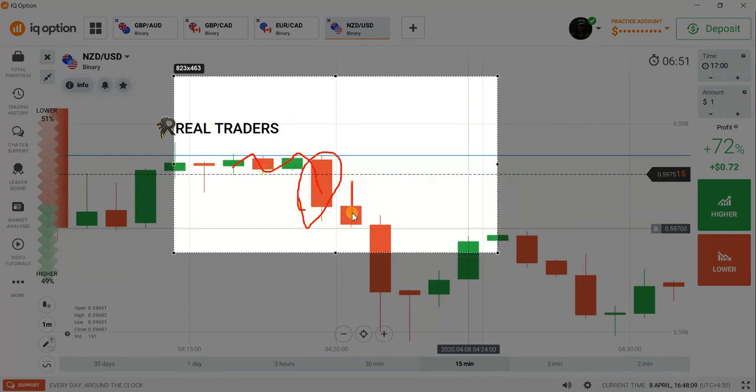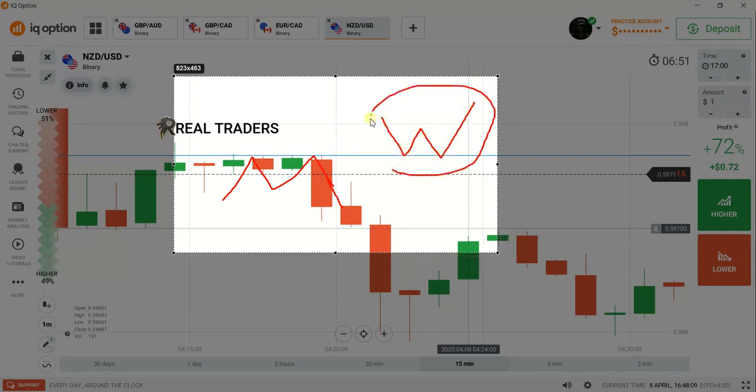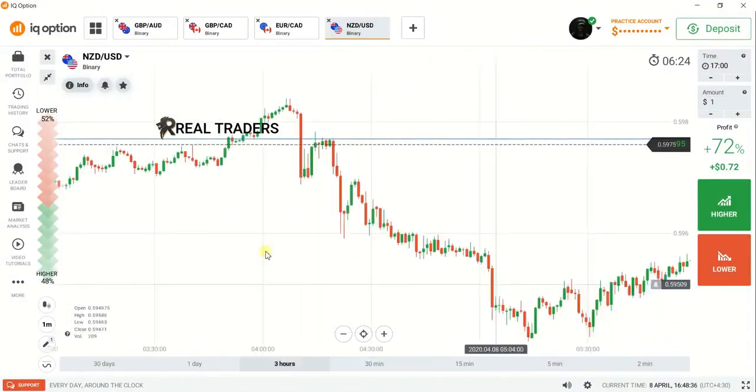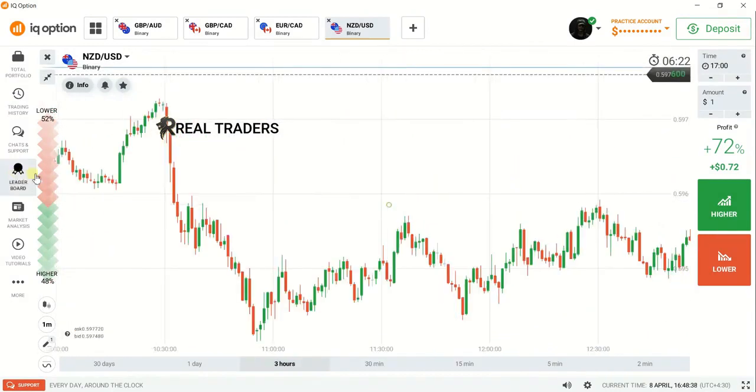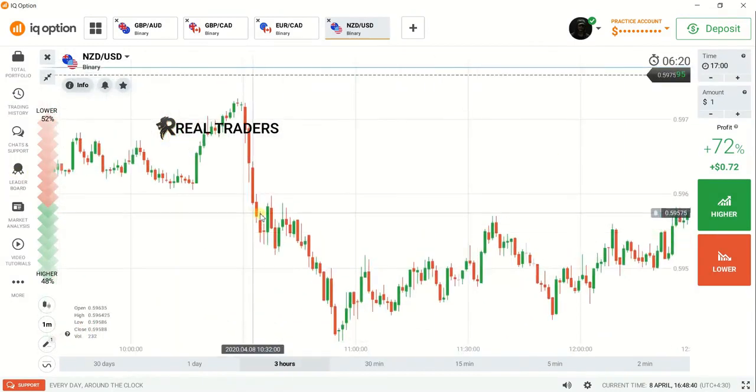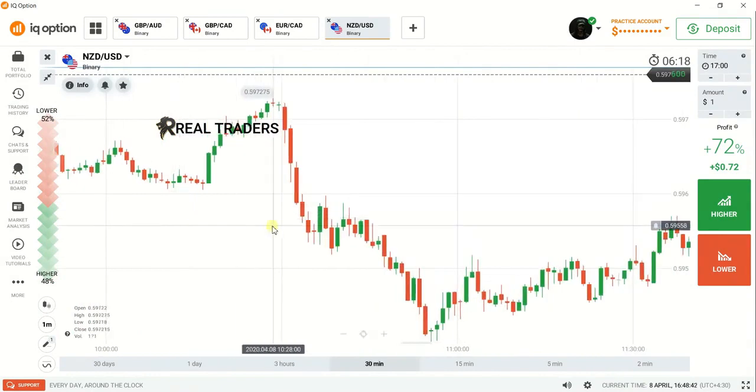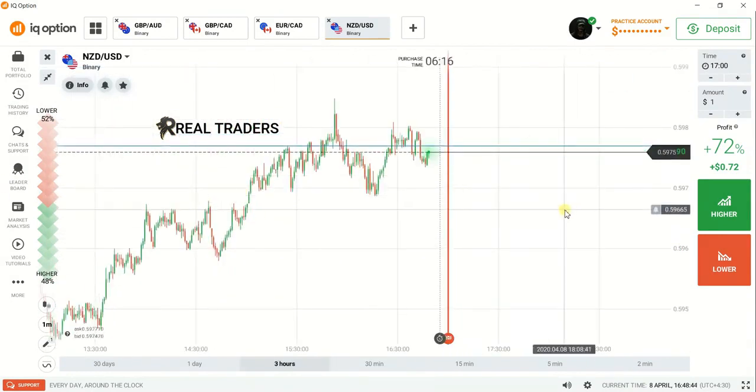and again we are seeing a strong seller, so the next candle will go down because this is the double top pattern or M pattern, and the double bottom pattern or W pattern. So these are good patterns. You can use these patterns in this market.